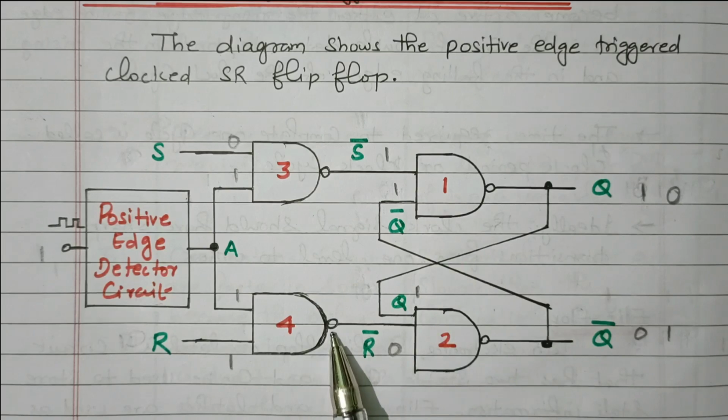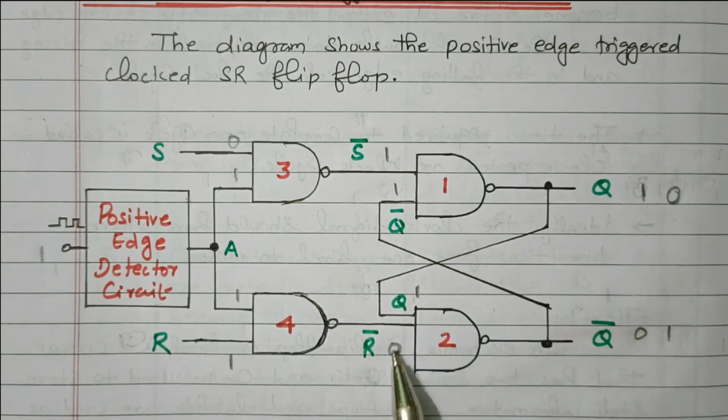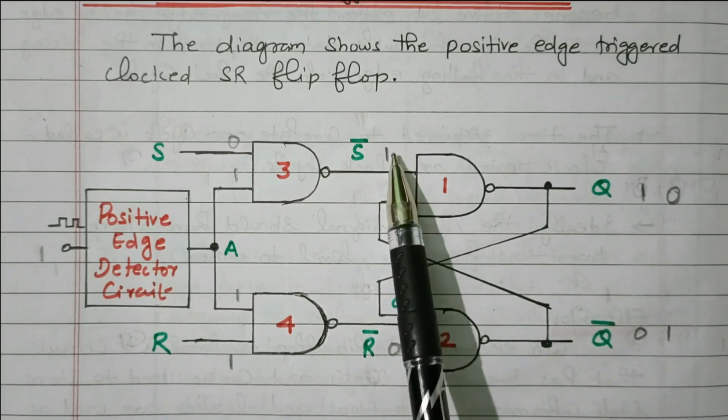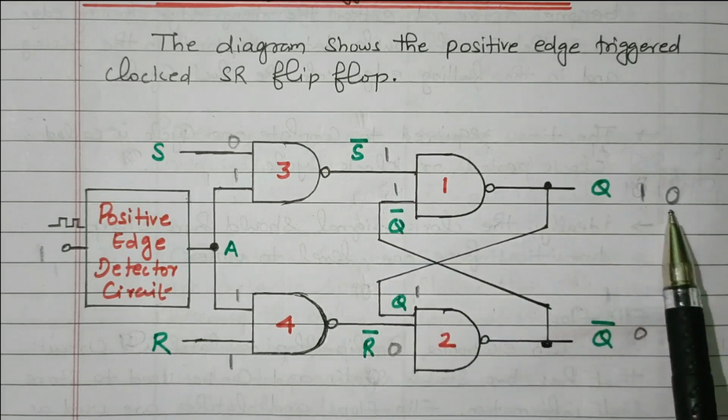So see here, the output is 0. This Q is applied here. So 0 into 1 is 0. Due to NAND gate, it becomes 1. Now the Q bar is 1. This 1 will be applied here. This 1 into 1 is 1. But due to NAND gate, it becomes 0. Now it is changed to 0.